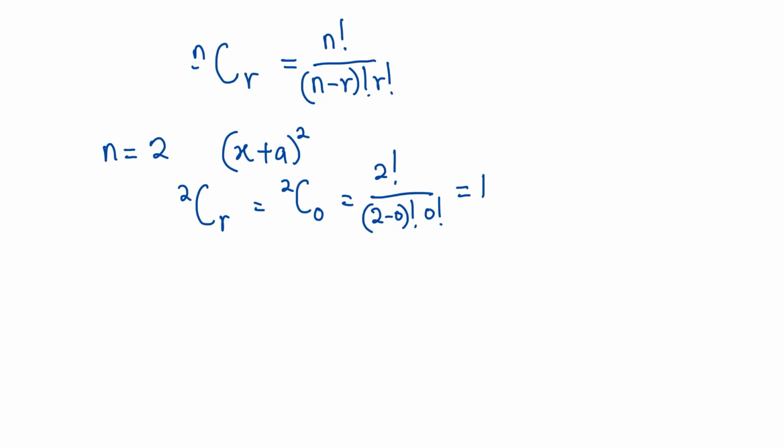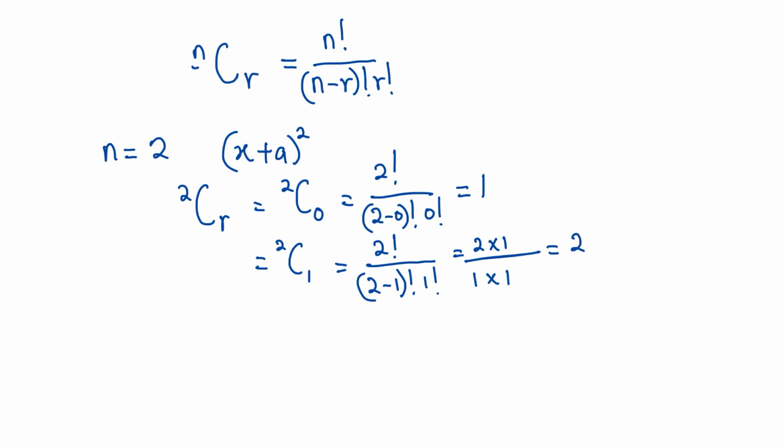So for the next term in our expansion, the next term in the final answer, the r will be 1. So it becomes 2 combination 1, which is 2 factorial divided by 2 minus 1 factorial times 1 factorial, which is 2 times 1 divided by 2 minus 1 is 1, and 1 factorial is 1, and then another 1 factorial is 1. So the answer here is 2.